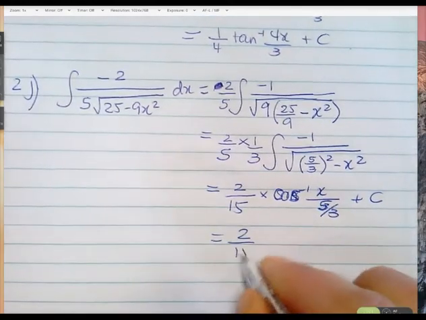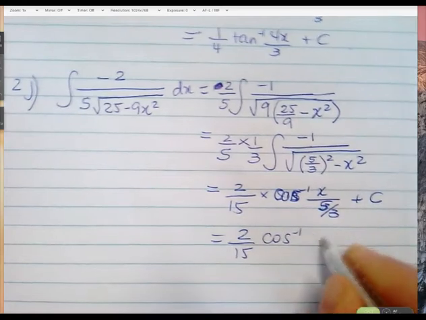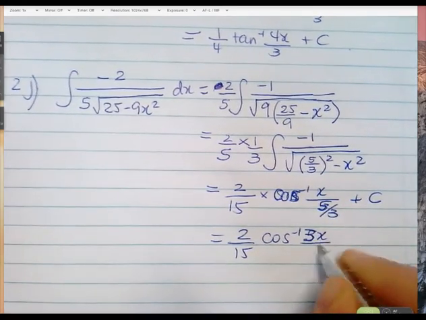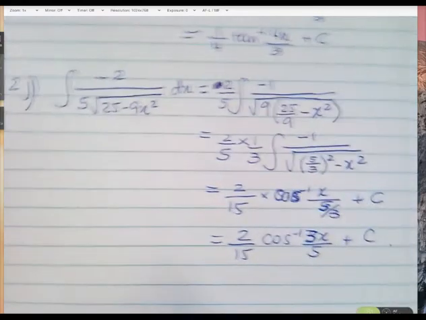So it's 2 over 15 inverse cos of 3x on 5 plus c. I keep doing it wrong. Or you could have minus.